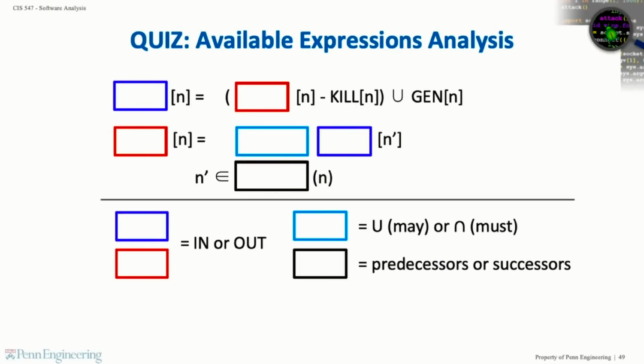Now let's fill in the pattern for available expressions analysis. We will do this in the form of an exercise. Fill in the 6 boxes with the appropriate values. Type either the word union or intersect in the purple box. Type either predecessors or successors in the black box. And type either in or out in the red and blue boxes. Remember to use the same value in the 2 blue boxes, and likewise the same value in the 2 red boxes.